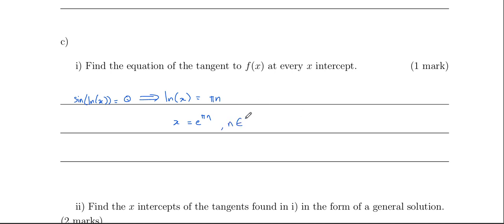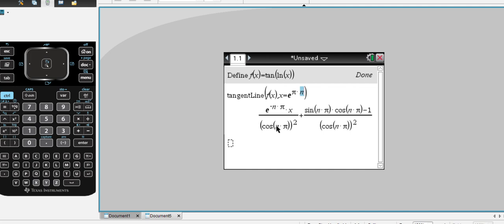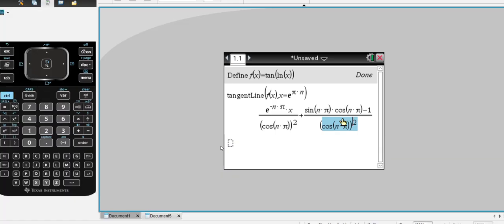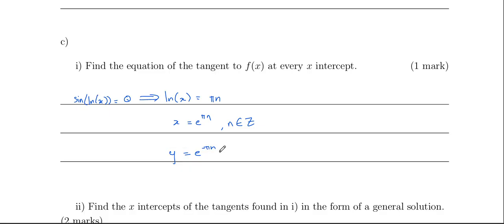N is an integer. And what that means is that cos of n pi, where n is an integer, is going to be either 1 or -1. And then if we square it, well, then it's always going to be 1. And then same thing with here. Sine of an integer times pi is going to be 0, and then this is going to be 1. So what it's going to look like is y is equal to e to the negative pi n times x minus 1.